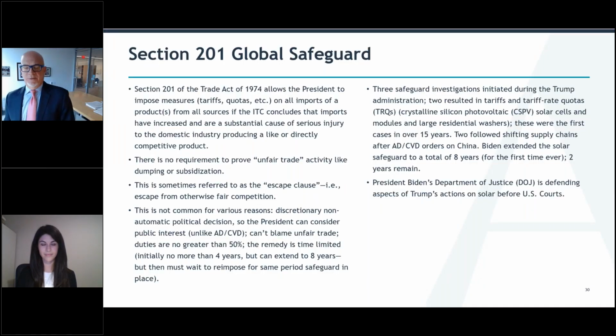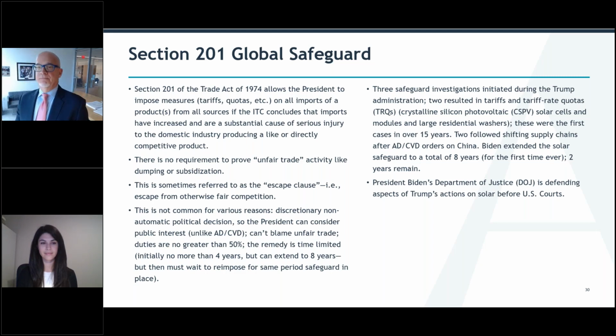Section 201 safeguards are really unique in the sense that they're sometimes referred to as an escape clause, because petitioning industries who bring these kinds of cases don't have to prove that there is any kind of unfair trade activity like dumping or subsidization. They just have to prove that there's been an increase in imports and it has caused serious injury to their industry, and as a result of that, they're basically asking the U.S. government for help. They're asking for an escape from normal competitive dynamics.